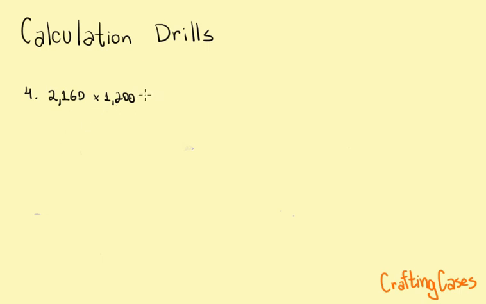So here we have 2,160 times 1.2 thousand. First of all, I want to reality check this. So it's going to be something around 2k times 1.2k, which should be okay. With a k times a k it's going to be an m, right? And 1.2 times 2 is going to be 2.4, so it's going to be around 2.4 million.